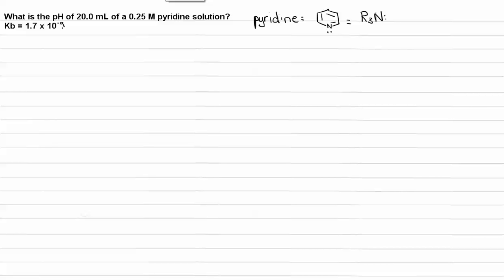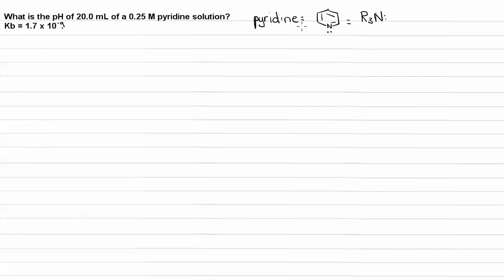Alright, in this video I'm going to start talking about how to determine the pH of a weak base solution. So here I'm asking what is the pH of 20 milliliters of a 0.25 molar pyridine solution. Pyridine is an organic base.